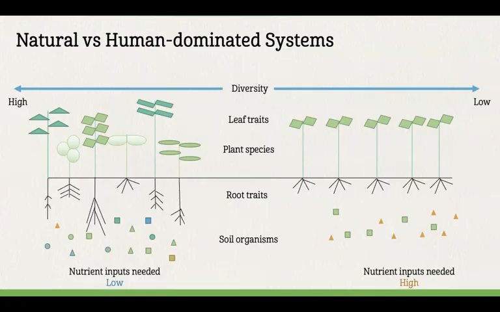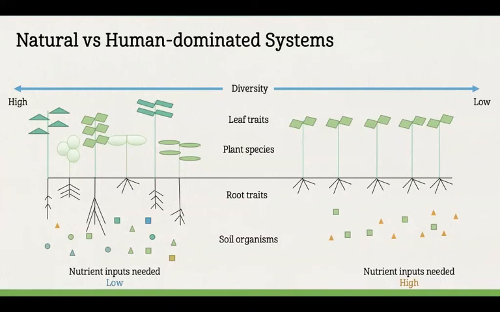Next, we'll quickly discuss the differences between natural and human dominated systems. This graphic shows a natural dominated system on the left. Maybe this is a prairie. On the right is a human dominated system. Maybe this is an agricultural field, or maybe it's a turf grass lawn.